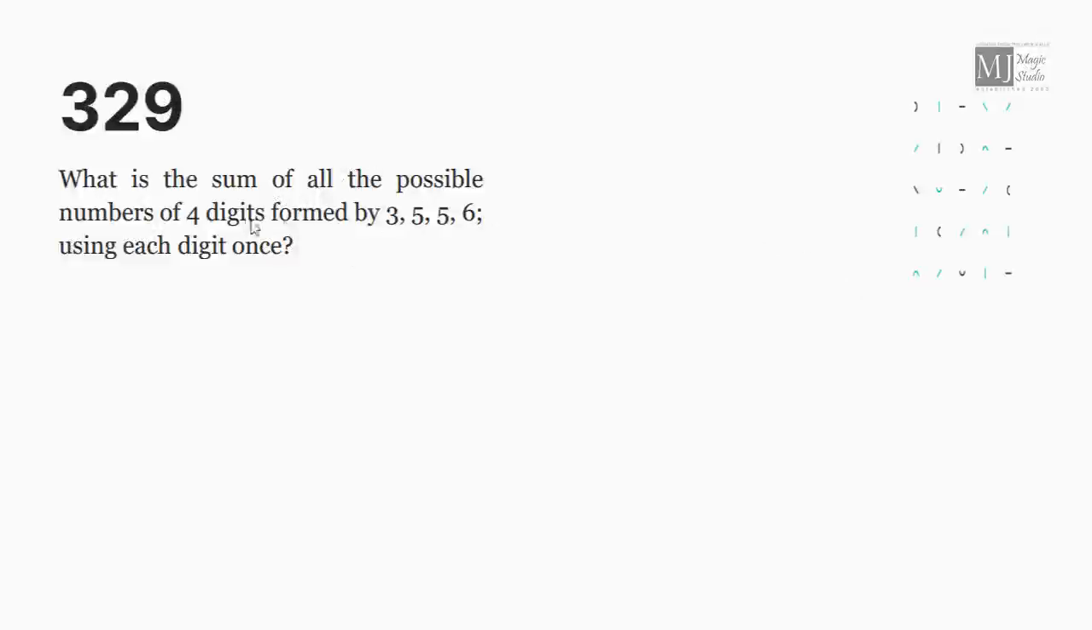What is the sum of all possible numbers of 4 digits which can be formed using digits 3, 5, 5, 6 once only? We need to find the sum of all possible numbers. First basic step, number 1, find the sum of all digits given. 3 plus 5 plus 5 plus 6, 19.